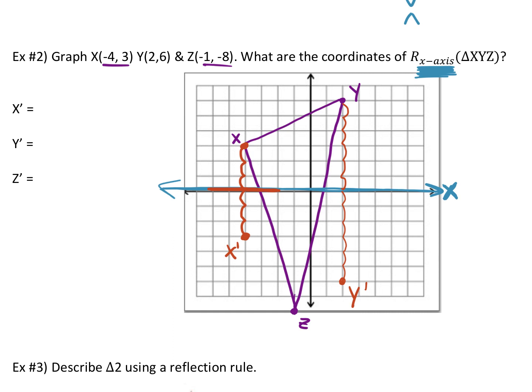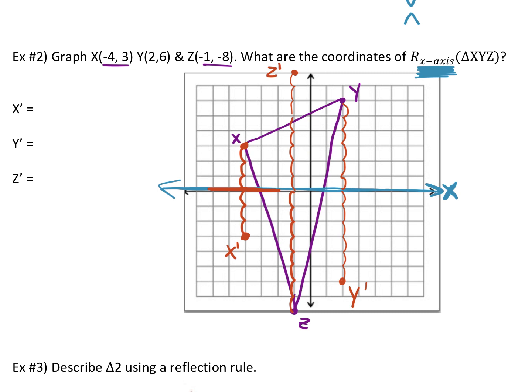Now this is usually the one that gets done wrong. Look at Z. Where are you right now compared to your line? You are 8 below the line right now. Where do you need to go to reflect over that line? You need to go above the line. So 1, 2, 3, 4, 5, 6, 7, 8. You're going to go 1, 2, 3, 4, 5, 6, 7, 8. And that's Z prime.